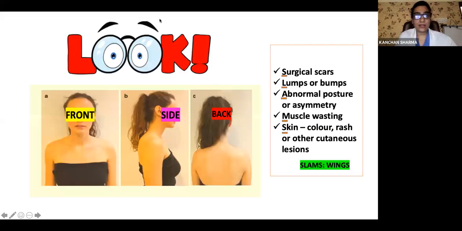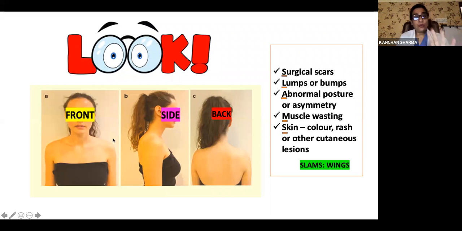Before starting that, whenever you are trying to examine the shoulder, three things you need to remember. One is your look, then is your feel, and then is your move. Look means you should be asking the patient to remove the clothes up to the chest, like which is shown there in the picture, and then you should be examining the shoulder. Do not examine the shoulder if the patient is covering with clothes, because you will not be able to see most of the things, right?